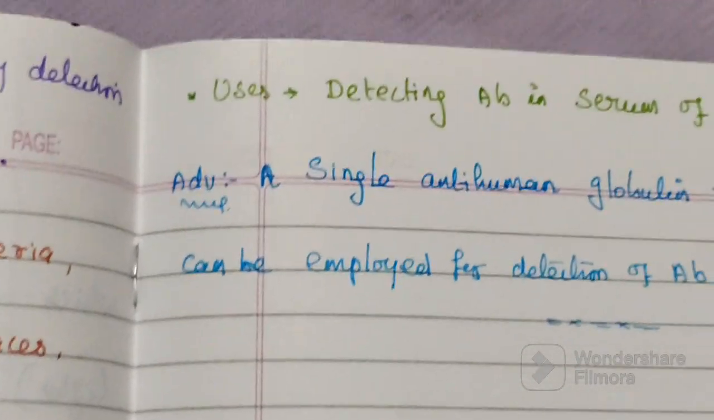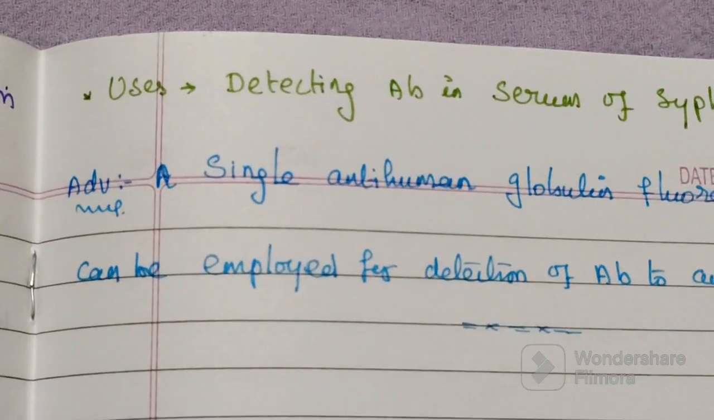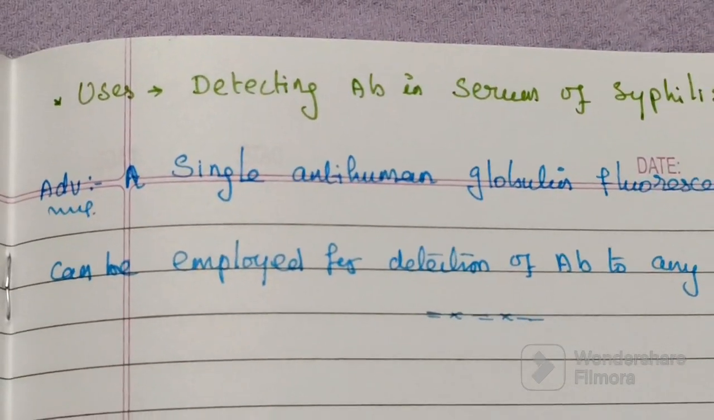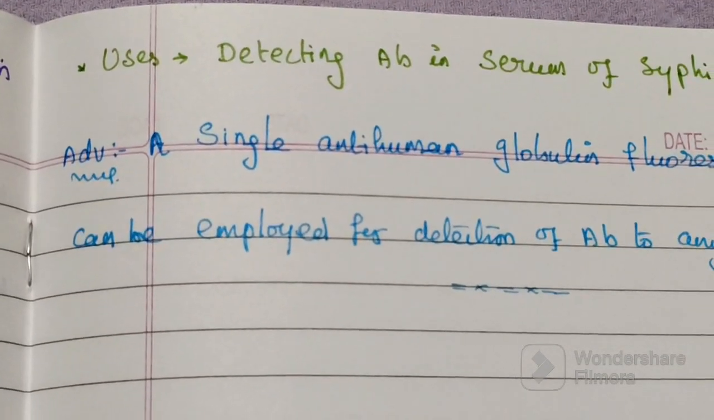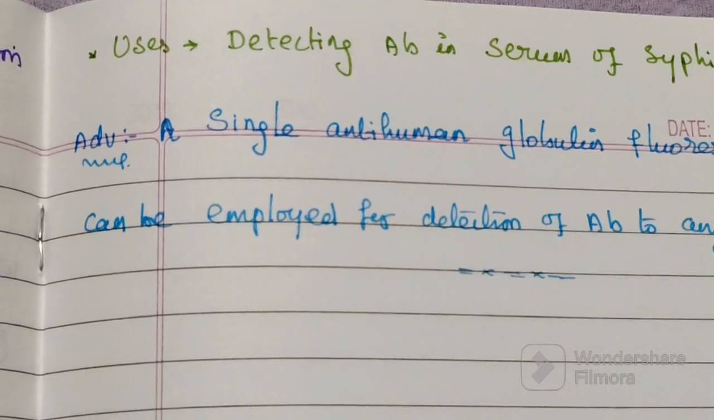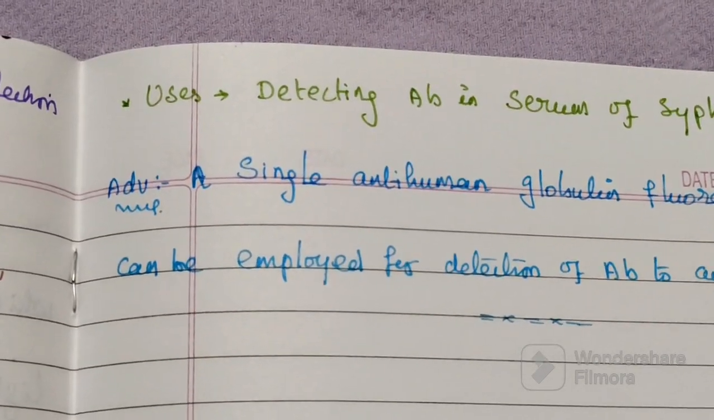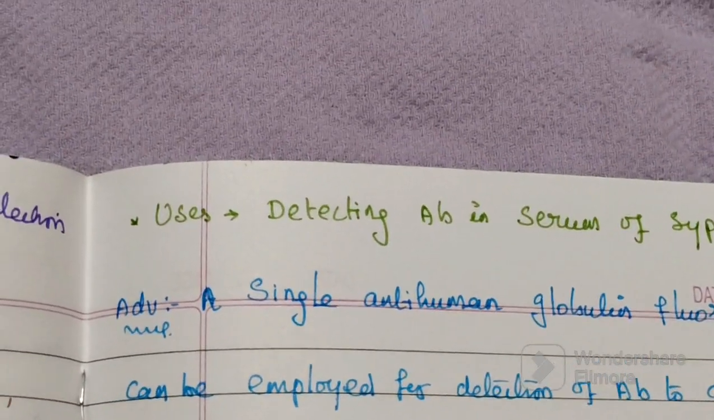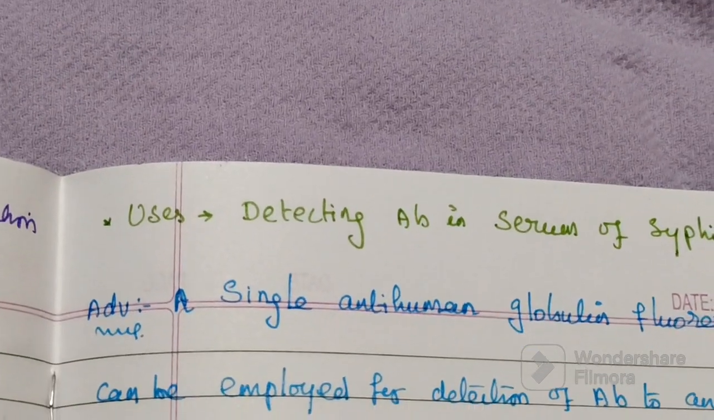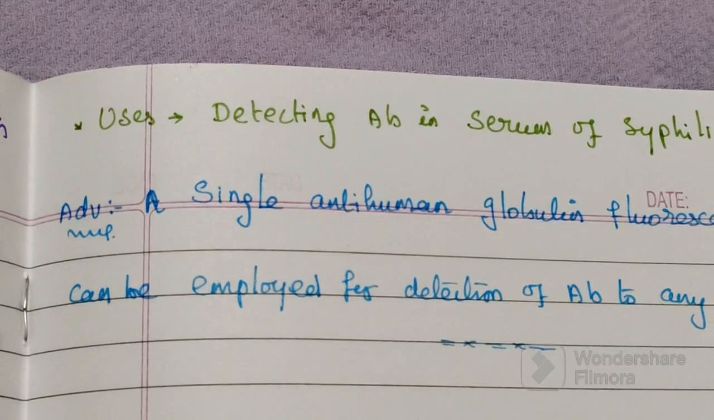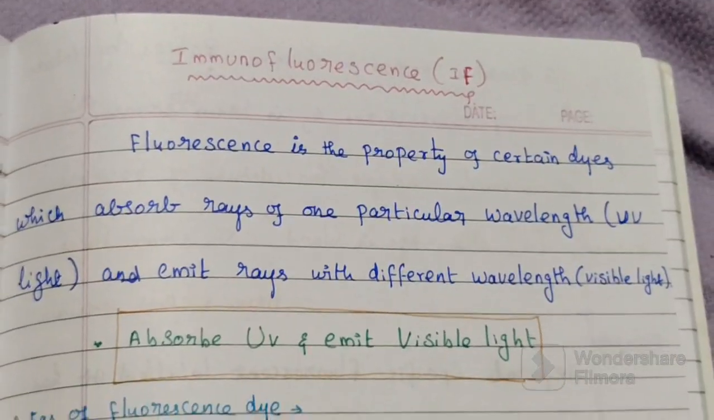So what are the uses? Detection of antibody in the serum of syphilis patients. Rabies uses the direct method, syphilis uses the indirect method. What is the advantage? Here only an antibody against antibody is used, so labeling again and again is not required. So indirect is the best method.